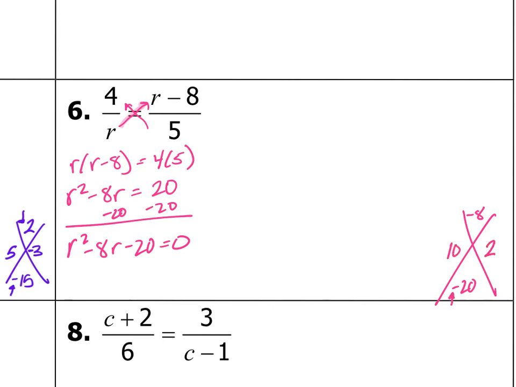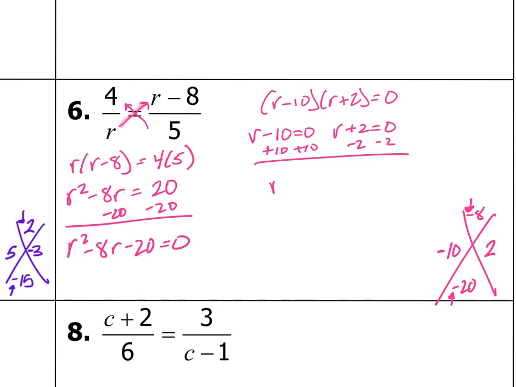And since the product is negative and the sum is negative, that means my bigger number is going to be negative. So negative 10 plus 2 is negative 8. That's correct. So this is going to factor to R minus 10 times R plus 2, and that equals 0. So I have two things multiplied together, just like on the last one. So either R minus 10 is going to equal 0, or R plus 2 is going to equal 0. Solve for R. Plus 10, minus 2. R is going to equal 10 or negative 2.